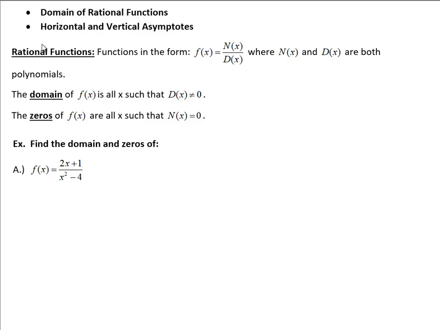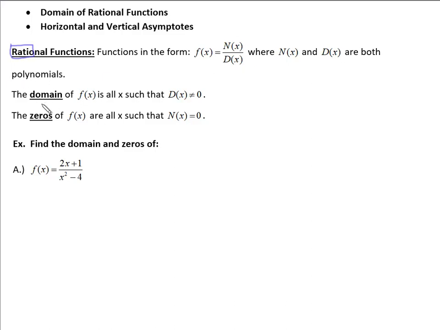So just to define a rational function, remember your key word in there is ratio, which means they can be written as a fraction. So rational numbers can be written as a fraction. Rational functions can be written as a fraction of two polynomial functions. So n and d are both polynomials, and they're in a fraction.